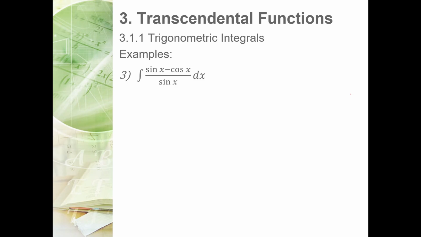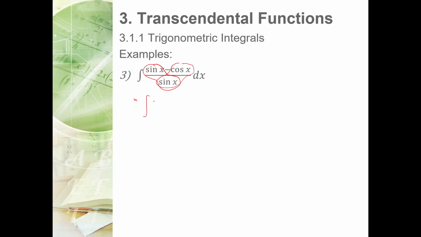Okay, so we have the integral of sine x minus cosine x all over sine x dx. If you try to look at the formula, we still cannot use the different trig formulas presented to us. So we still need to break it down even further. So we can have two different integrals. This one will be the first one, and then the other one is the second integral.